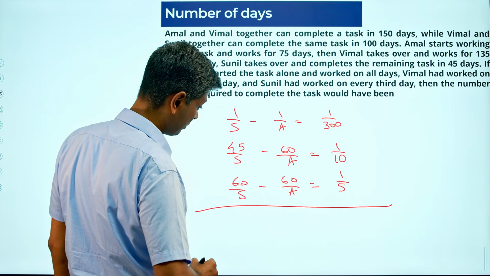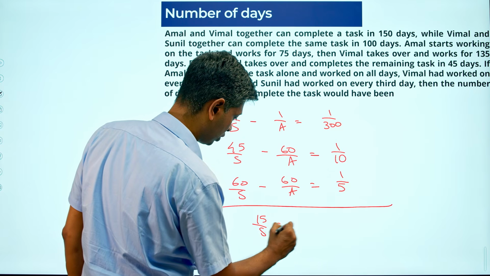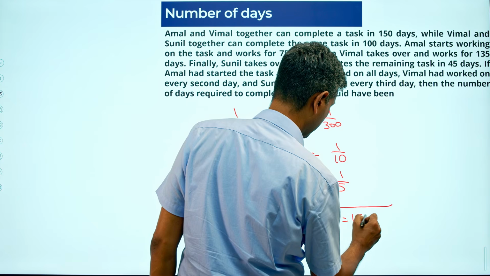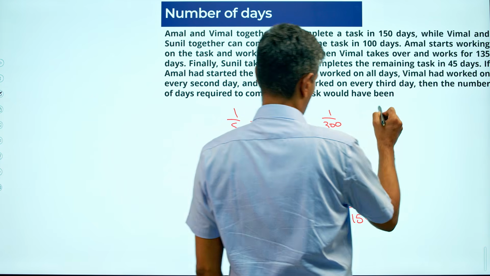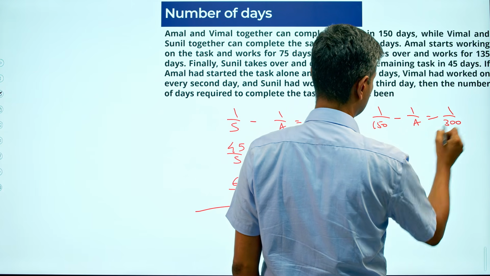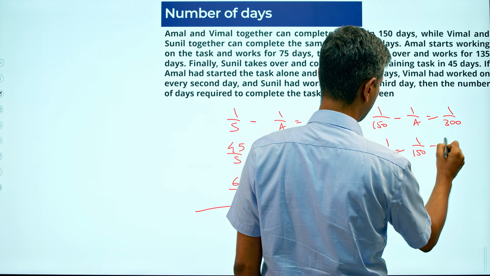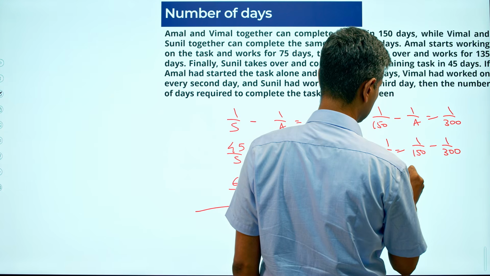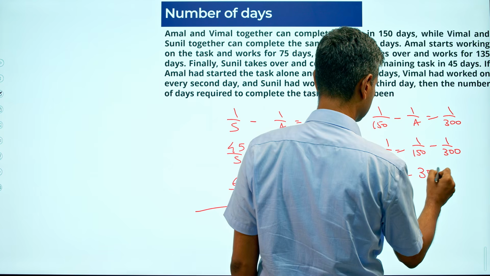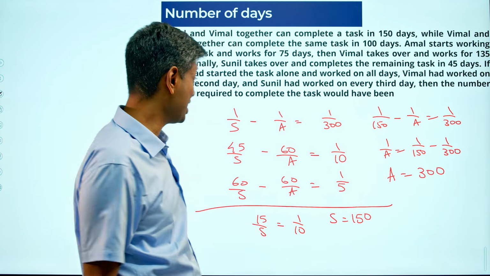Subtract one from the other. 60 by S minus 45 by S, this goes away. 15 by S equals 1 by 10. S equals 150. 1 by 150 minus 1 by A equals 1 by 300. 1 by A is 1 by 150 minus 1 by 300, so it is 1 by 300. A is 300. Amal takes 300 days. Sunil takes 150 days.